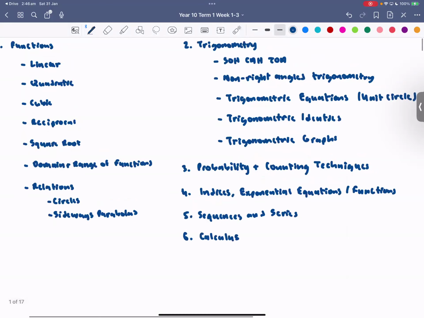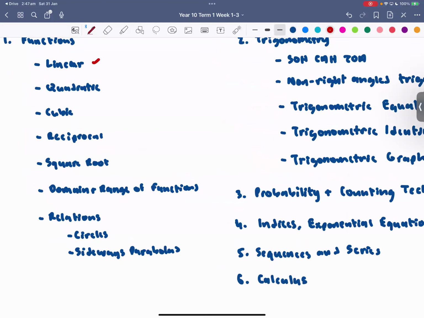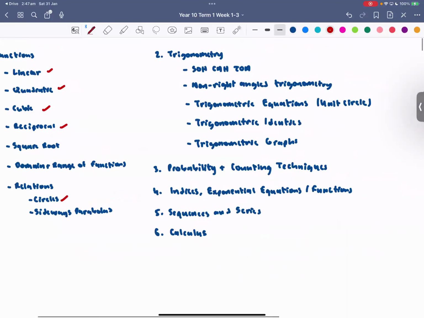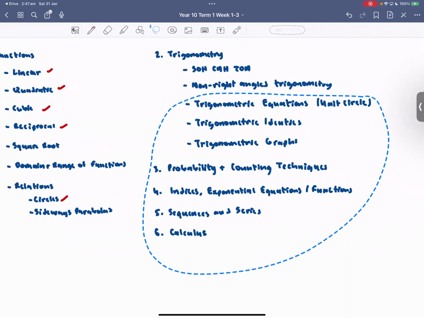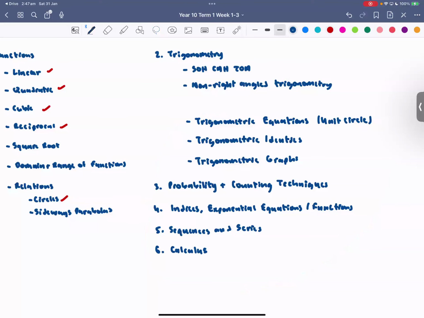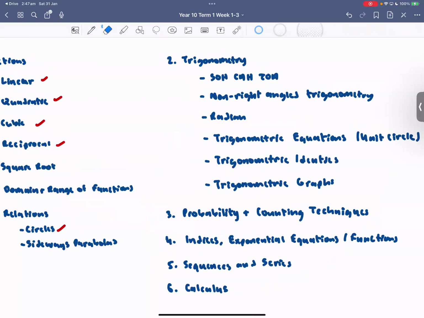All righty. I'm going to tick the topics that are part of a normal school's year 10 course. Oh, by the way, I can't believe I forgot to write this. With trigonometry, there is something called radian measure. You know how we measure angles in degrees? There's actually another way of measuring angles. It's called radians.